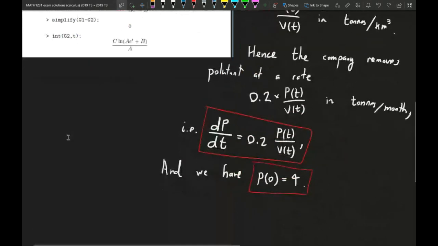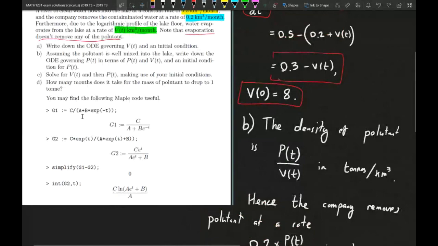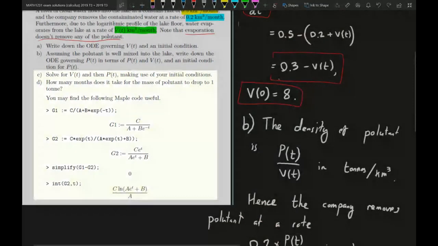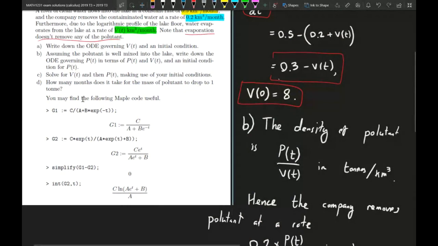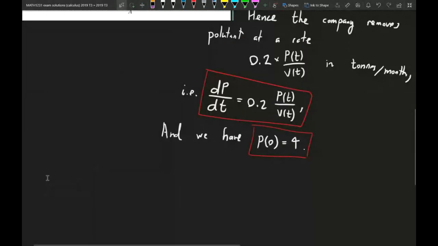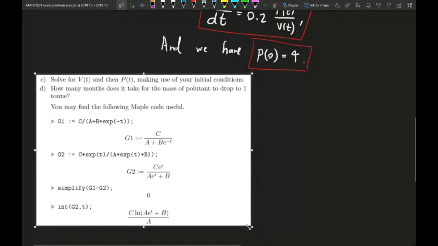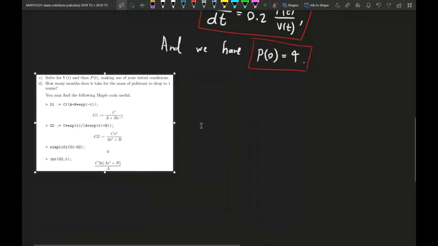All right, so for the next part, you need to solve... And we're actually given some helpful information. So solve for VT and then solve for PT. There's an indication here that you have to do these in a certain order. So for part C, let's just remember what we had.